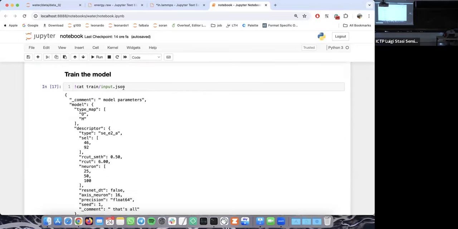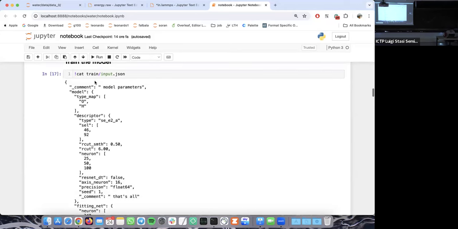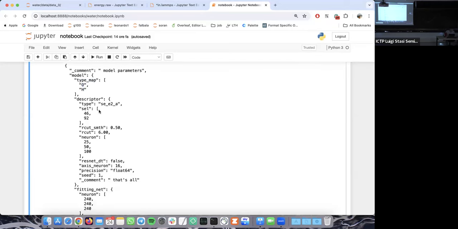So this is the input. It is a JSON file. So type map. The first atom that I'm giving is oxygen. The second is hydrogen. This is just for me, because the network doesn't need to know that one is oxygen and the other is hydrogen. Descriptor now.